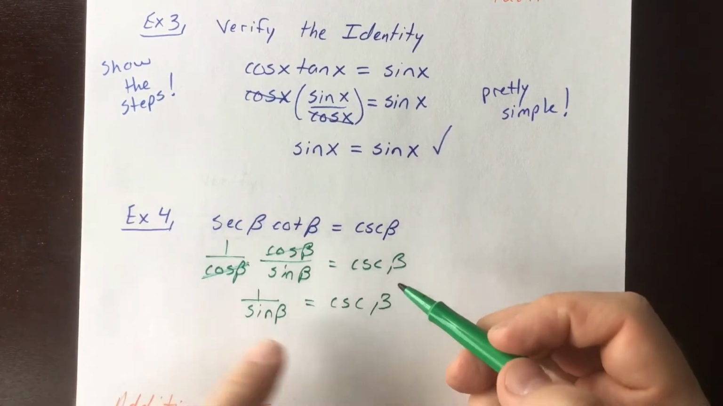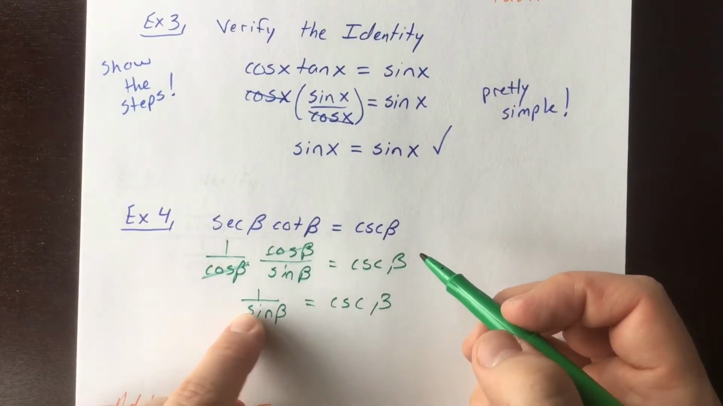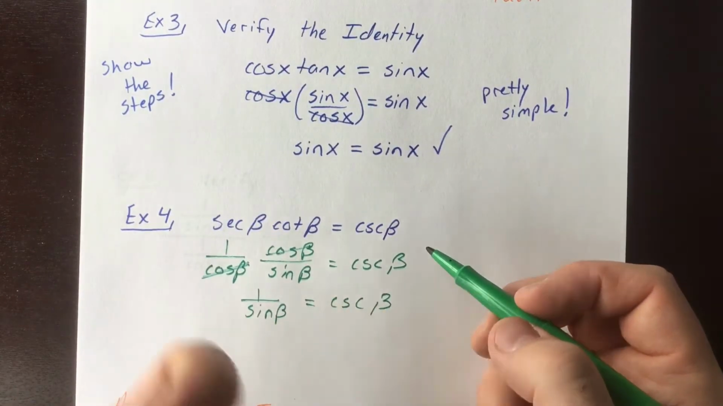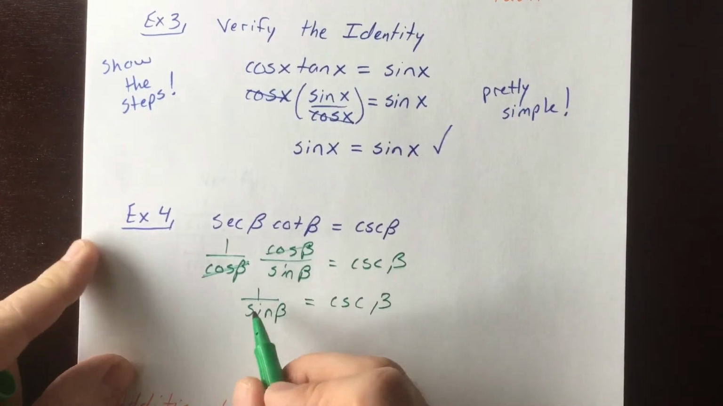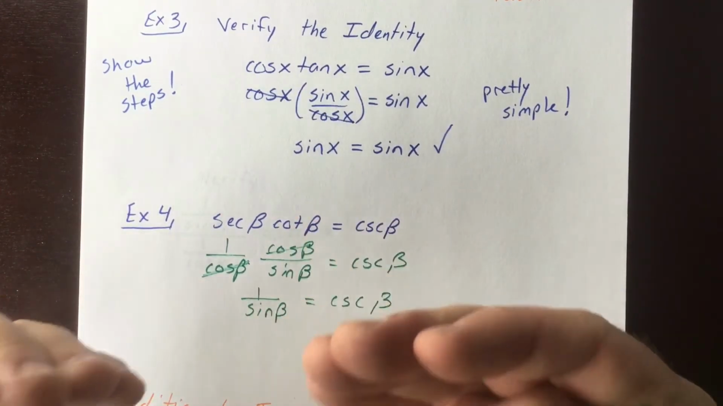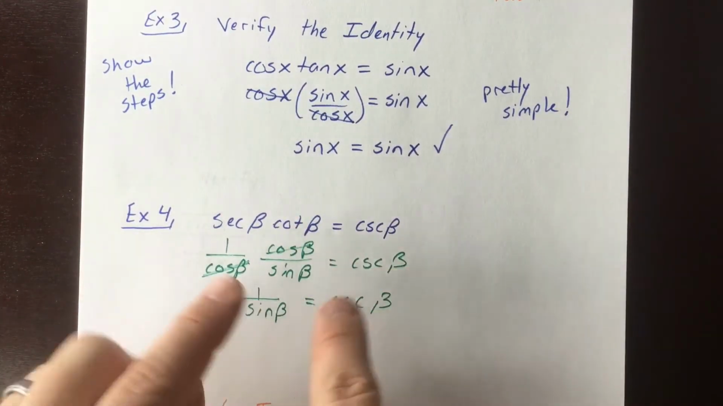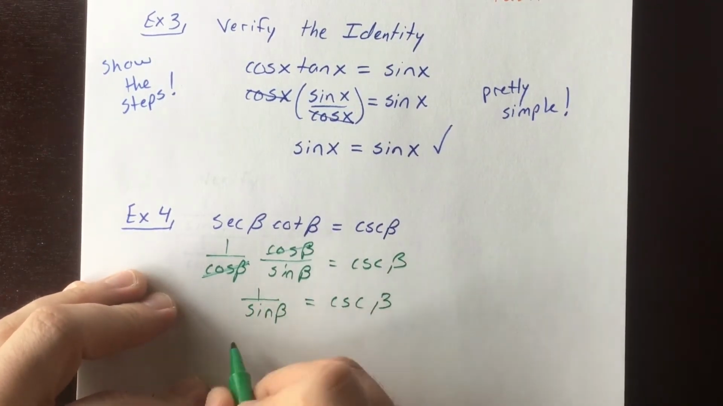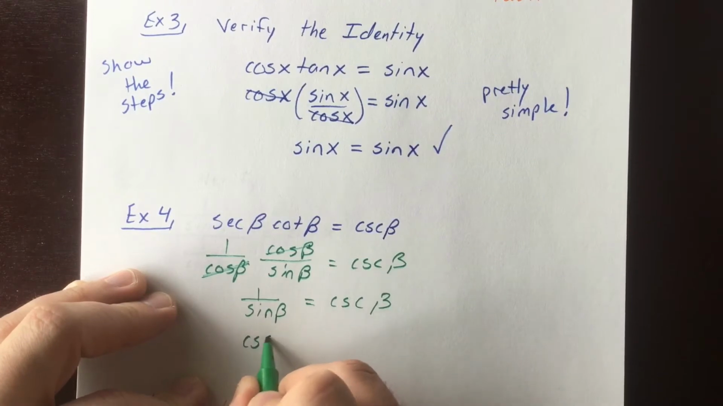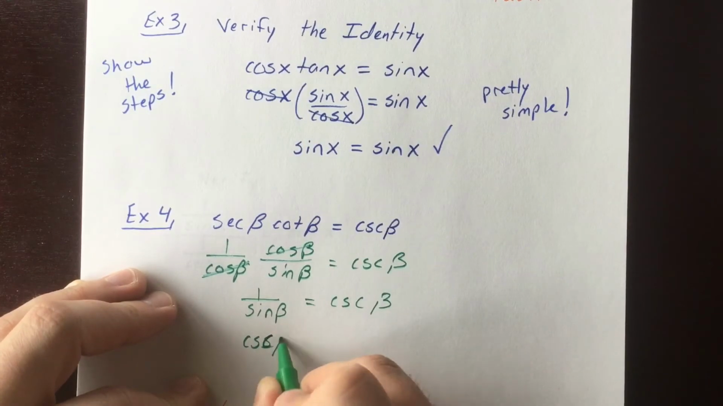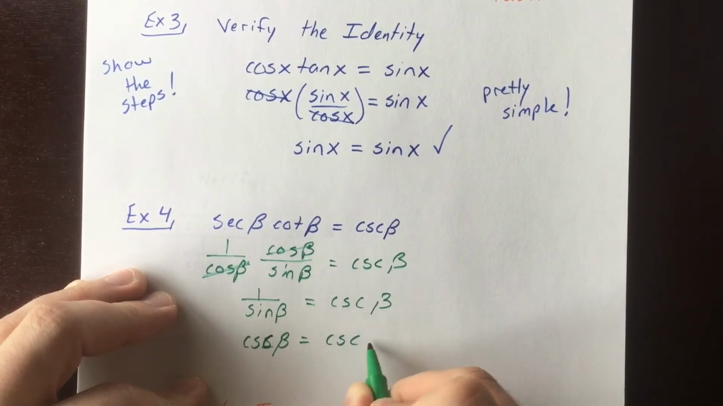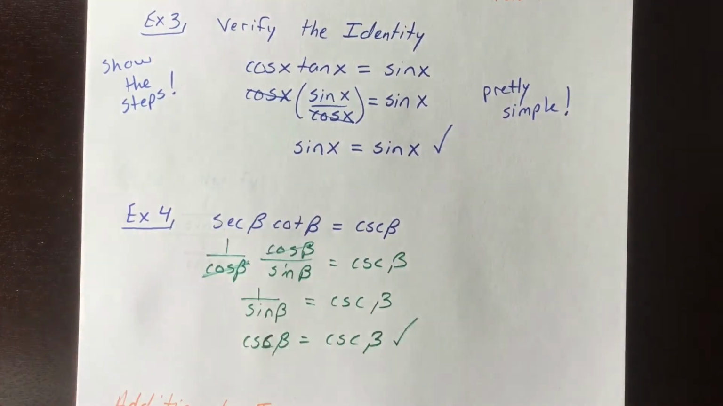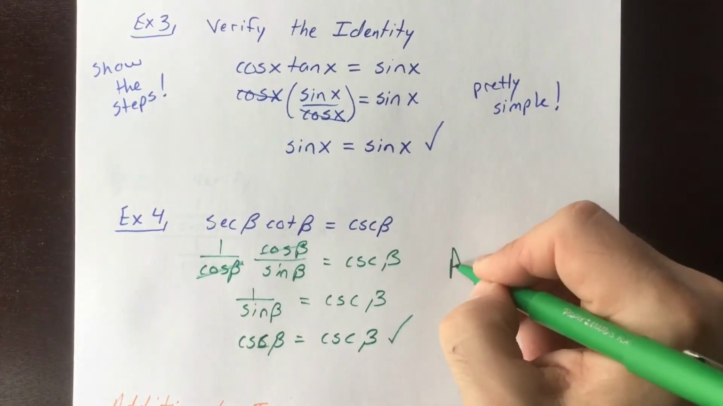Okay. You're thinking, we're done. 1 over sine of beta is, in fact, cosecant of beta. You are right, but this is not verified yet. We do not see that cosecant of beta equals cosecant of beta. So yes, using our identity, 1 over sine is cosecant of beta. It's cosecant of beta. Okay, so this is all about verifying.